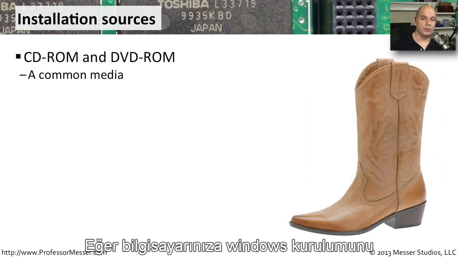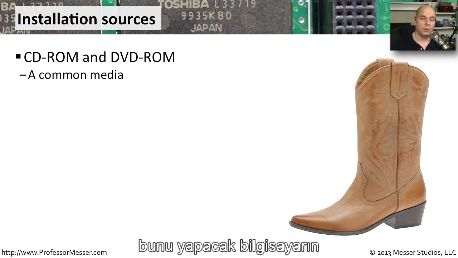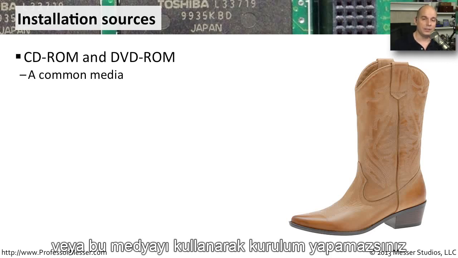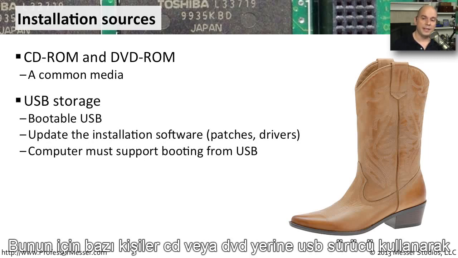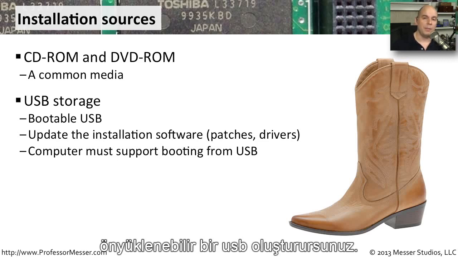If you're installing Windows on your computer, it's very common to get installation media that's on a DVD-ROM or a CD-ROM. And of course, the computer you're installing this to has to have a DVD-ROM reader on it somewhere, or else obviously you can't install using that media. That's why some folks will use a USB drive instead of a CD or a DVD to install the operating system. You create a bootable version of a USB, and this will have the operating system.